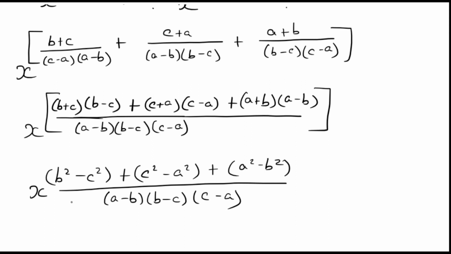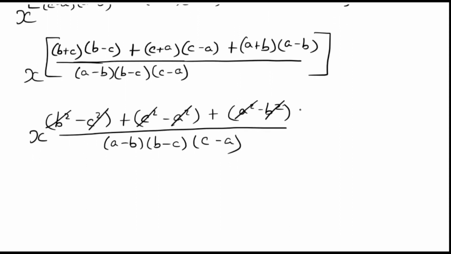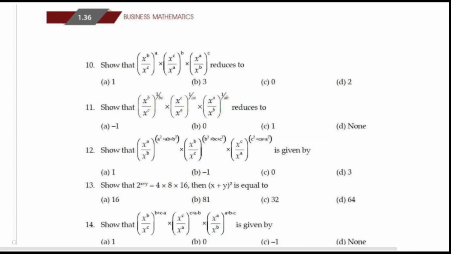So here b square and minus b square will be cancelled. Minus c square and c square will get cancelled, and minus a square and a square will get cancelled. So the numerator becomes 0. So it will become x to the power 0, which is equal to 1. Option number A. So for the ninth one, option A is the correct answer. Now question number 10.